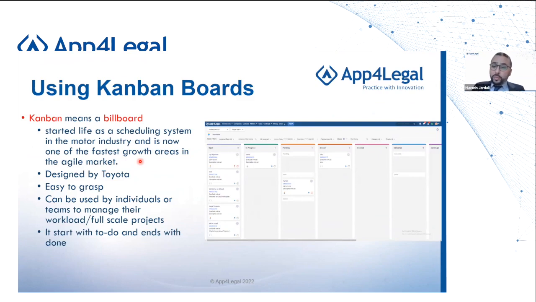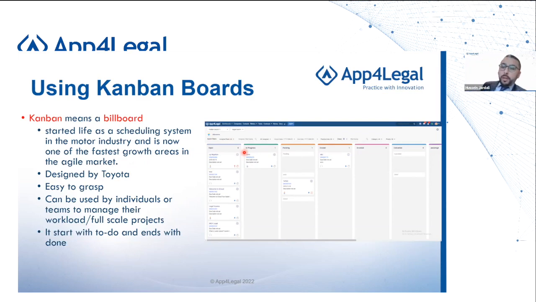One of the tools that you can use as a law firm or as an in-house legal department is Kanban boards. Kanban boards are an agile project management tool, like a billboard. Let's say you are managing your tasks. Let's say you have 10 litigation cases. On the level of each litigation case, you have assigned 5 tasks. So 5 times 10, this is 50 tasks. First question is how to have visibility over these 50 tasks for maybe 10 lawyers?